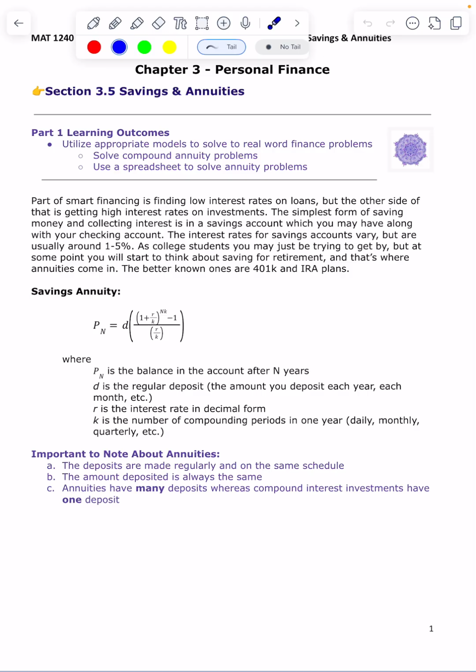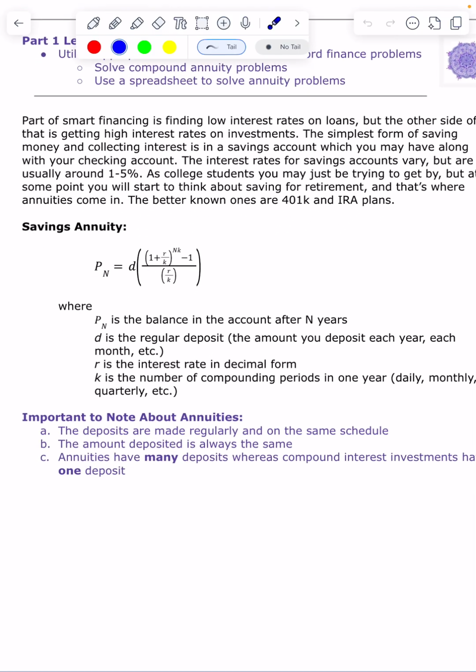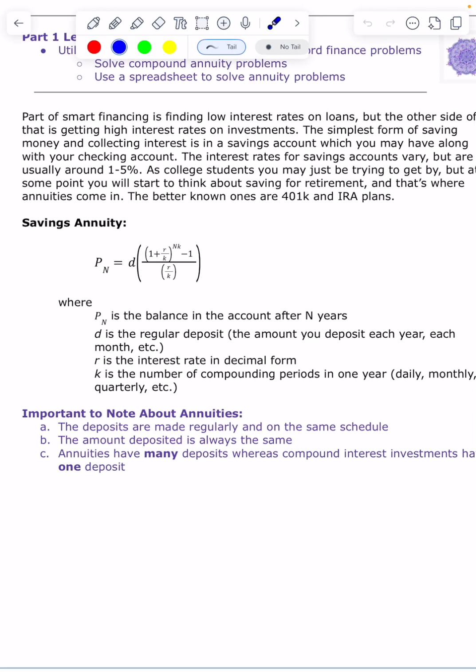So what's really important about annuities, besides this formula up here, is that deposits are made regularly and on the same schedule. So you're making a deposit every month, every year, every 3 months. The deposits are always the same, and annuities have many deposits where compound interest investments have just one deposit.